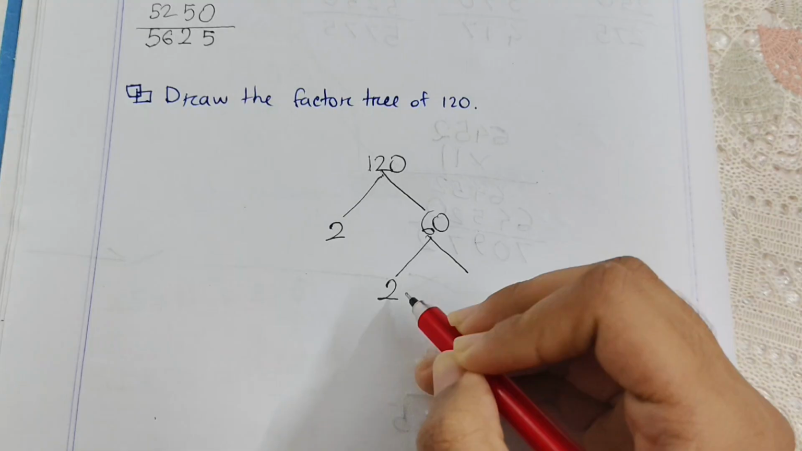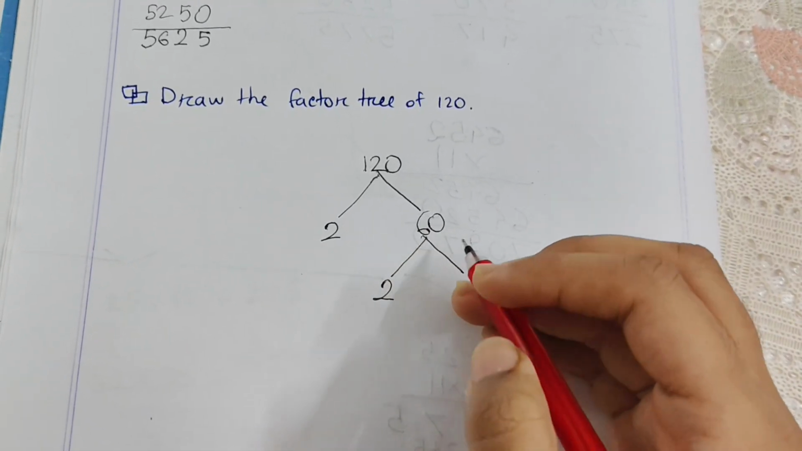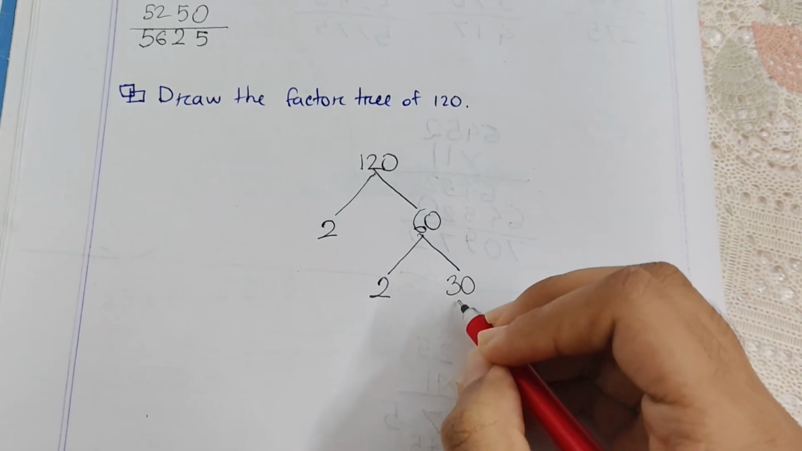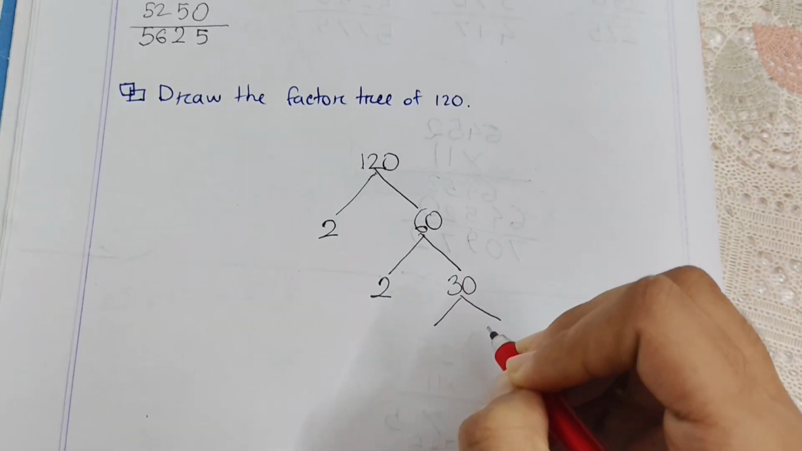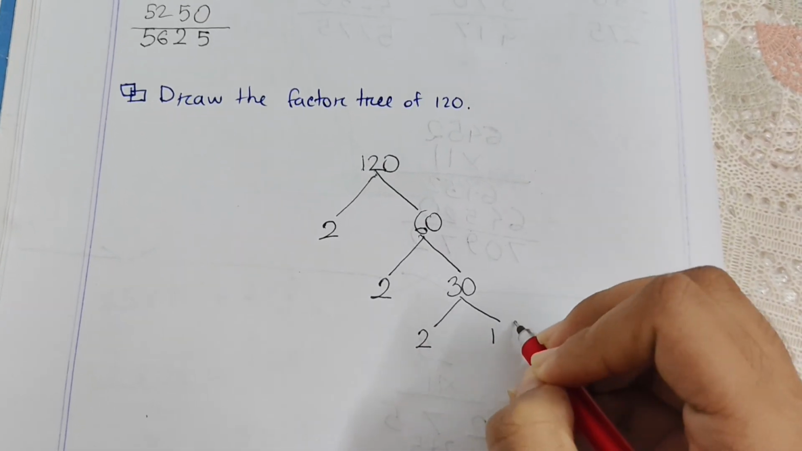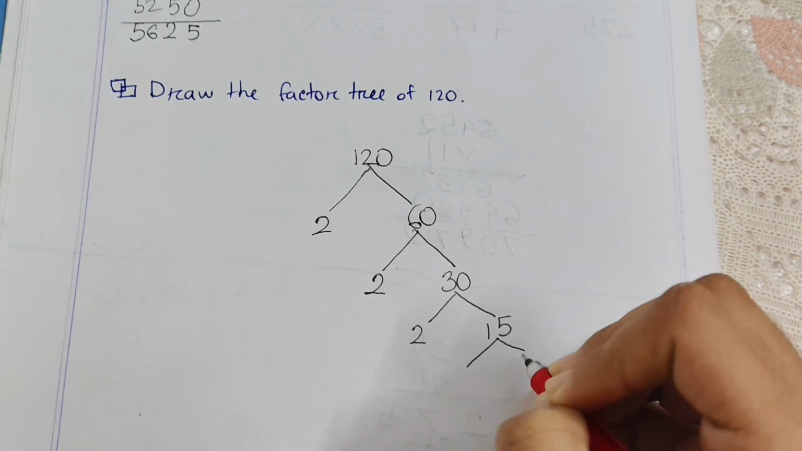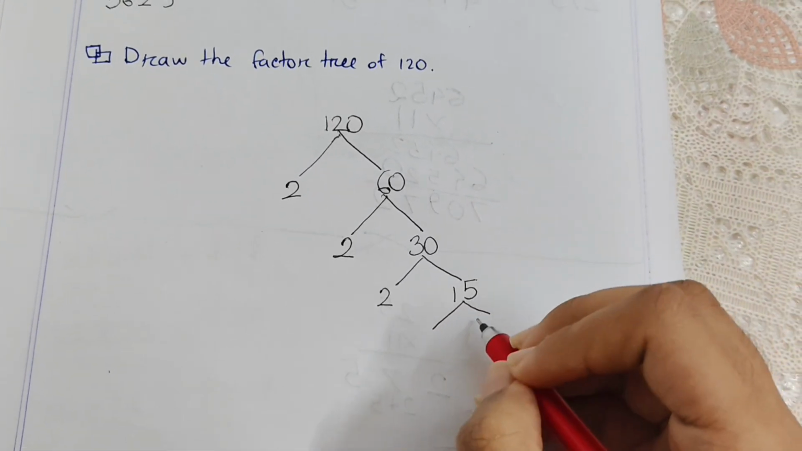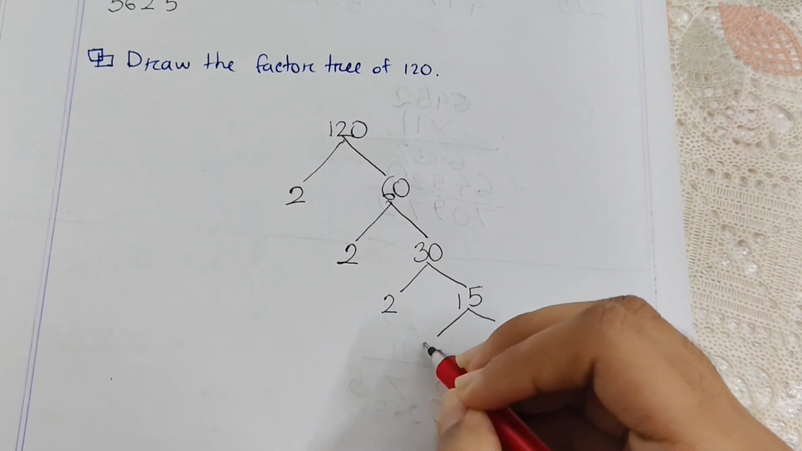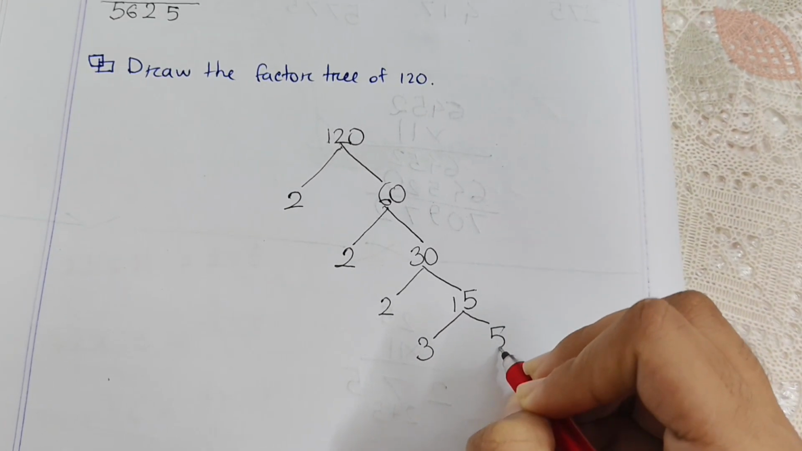Now the smallest number, 2, because 60 is divisible by 2. 60 divided by 2 equals 30. And again, 30 divided by 2 equals 15. And 3 again. This 2 doesn't go with 15, so 3. 15 divided by 3 is equal to 5.